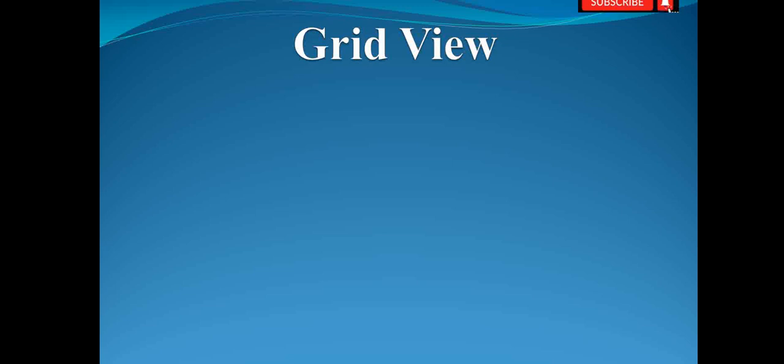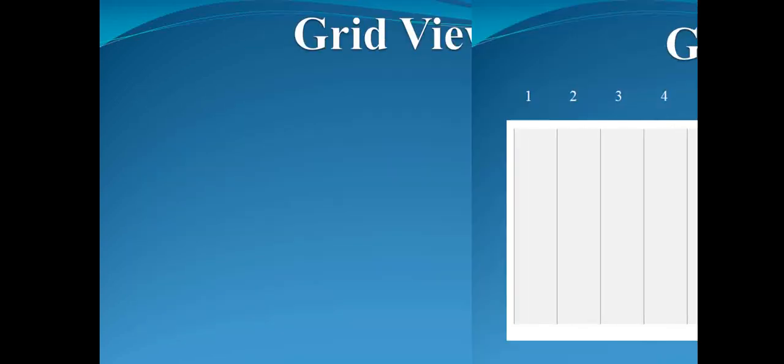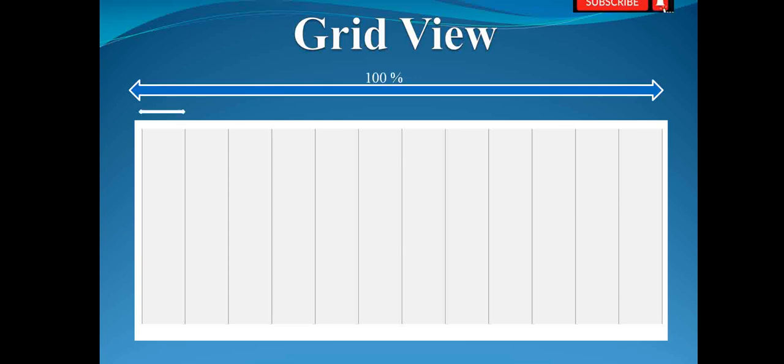And grid view. Actually, we can split the screen. It's 12 column based. So for 12 columns, we can consider the total width as 100 percent. 100 divided by 12, we can consider one column width as 8.33 percent. Based on this, if we design a screen, it will be suitable for all the devices and it looks good. So, that is grid view.